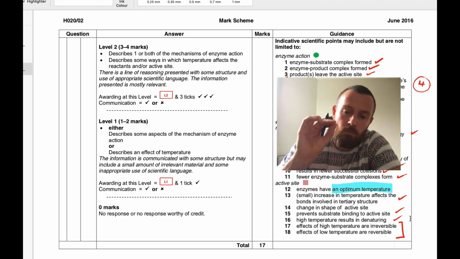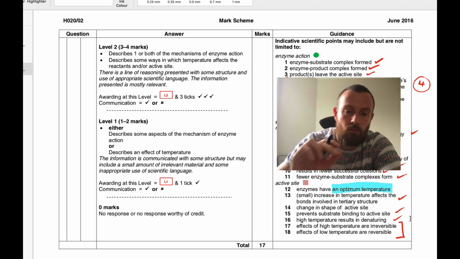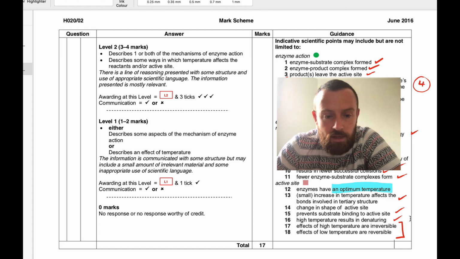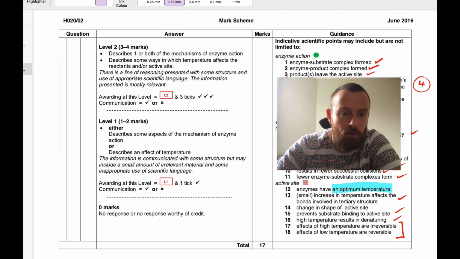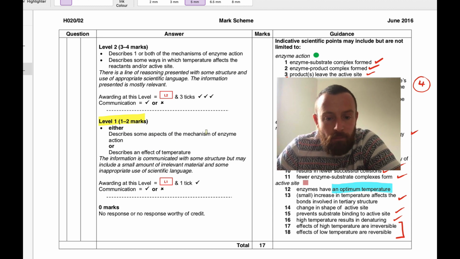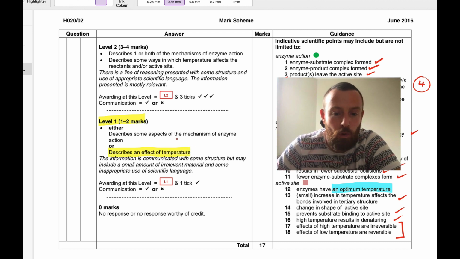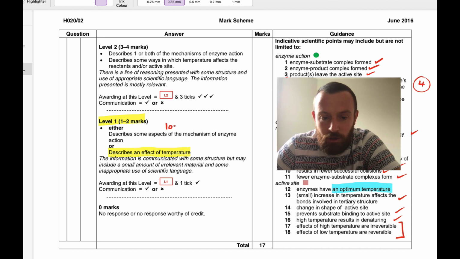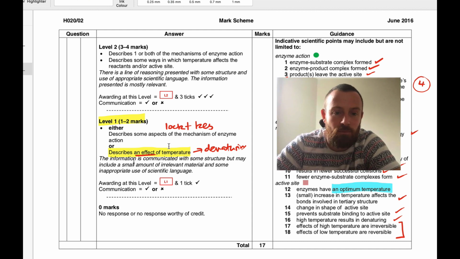But when you're marking this, let's really check what level of response you gave. So I'm hoping that most people would have definitely got at least level 1 or 2. So describe some aspects of the mechanism of enzyme action and describes an effect of temperature. So, for example, maybe you talked about lock and key, and then you talked about denaturing. But you didn't really talk about low temperatures because you just talked about an effect. That would be something like this.